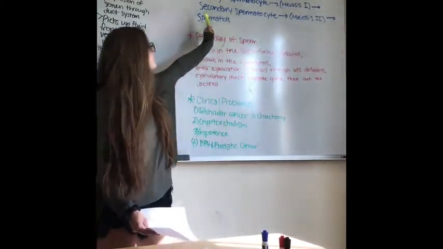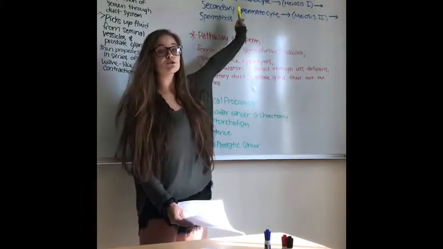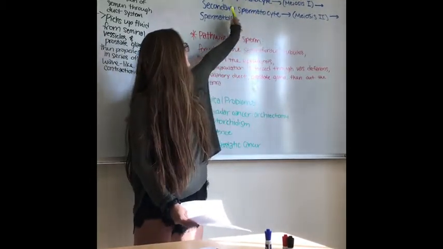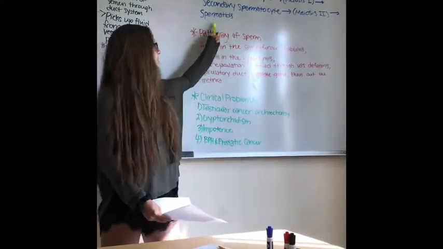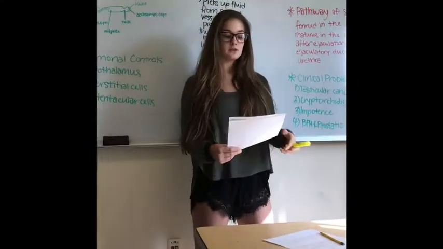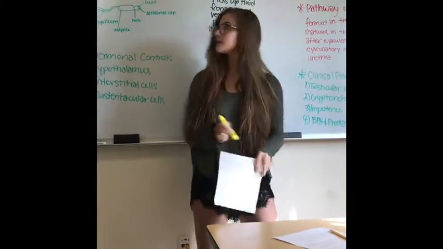It then becomes a primary spermatocyte, which goes through meiosis 1, and then becomes a secondary spermatocyte, which goes through meiosis 2 and comes out as spermatids. One daughter cell can create 4 spermatids.